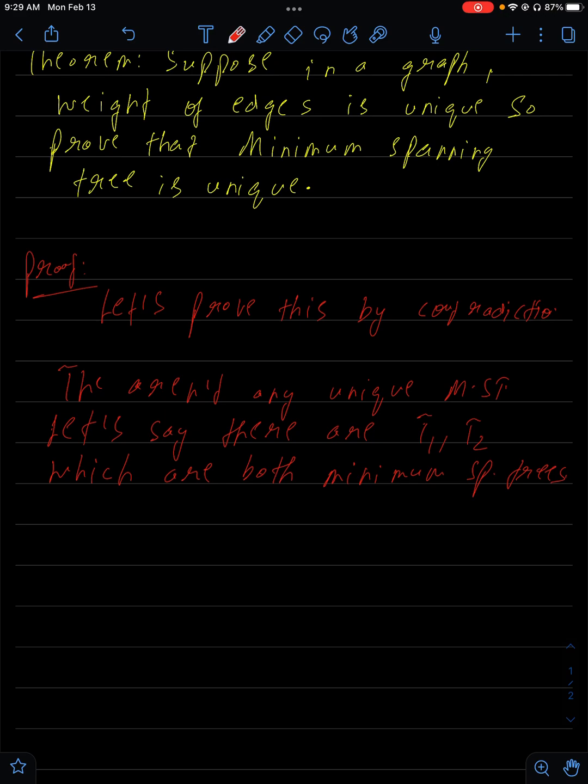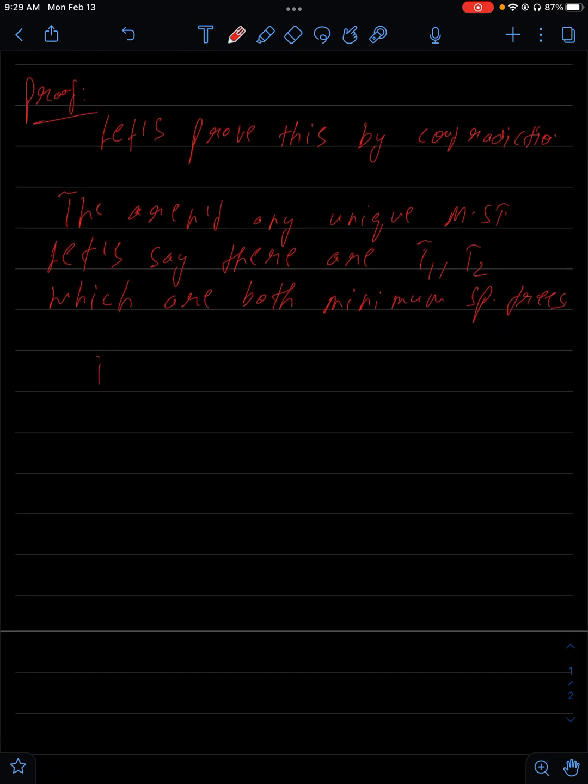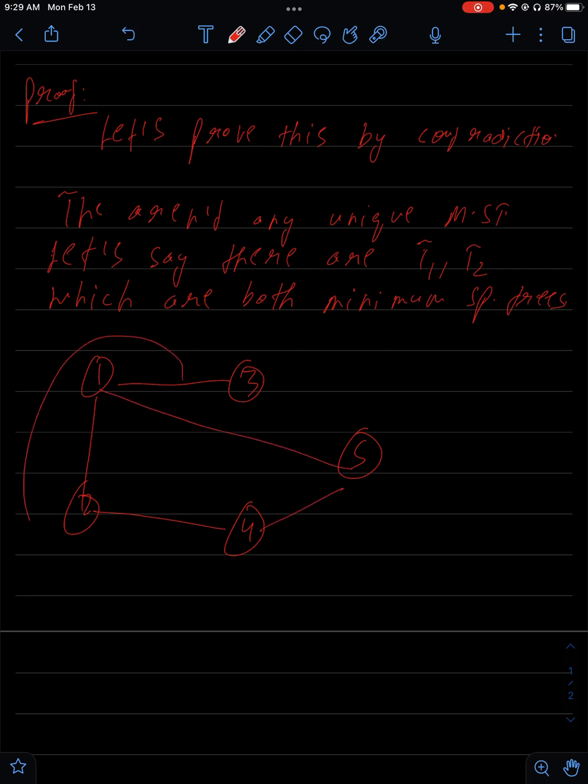Then if we construct a cut from one cut S to another cut V minus S in the graph, where S has some vertices. For example, in this graph we had 1, 2, 3, 4, 5. Let's say this is cut S, and this is cut V minus S. You can see edges going from one cut to another cut.